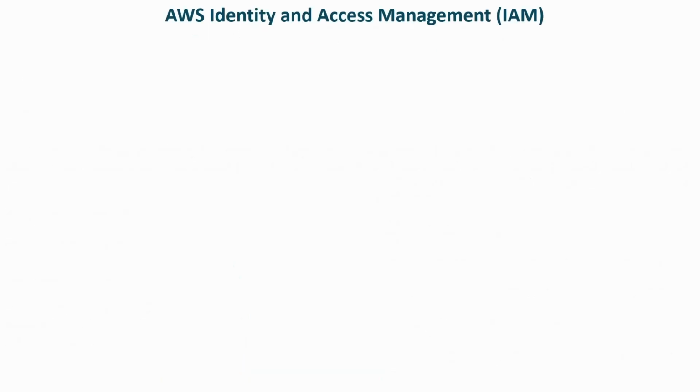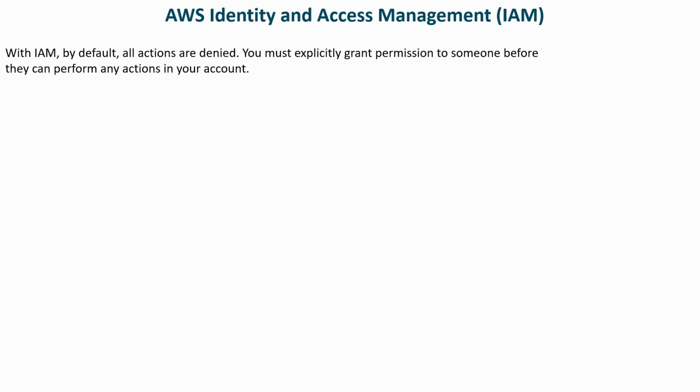That's where IAM comes into picture. IAM is the control tower for security. It starts with the root user created when you first open an account. This user has absolute power. With IAM, by default, all actions are denied. You must explicitly grant permissions to someone before they can perform any actions in your account.